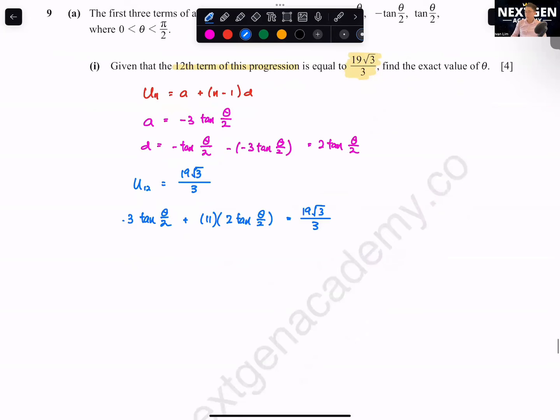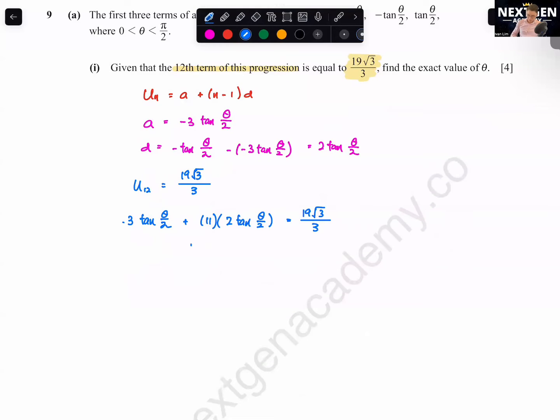Okay, let's go and solve this question here. On the left-hand side, you will simplify to 19 tangent theta over 2 equals 19 root 3 over 3. Tangent theta over 2 is root 3 over 3. Okay, so now it comes to a trigo question. How do we do this trigo?